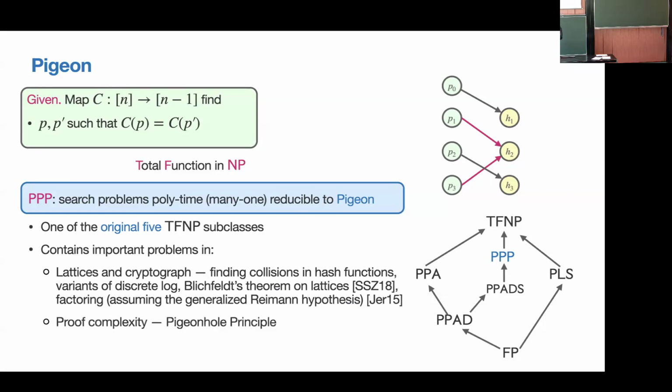It's also important for proof complexity. The Pigeonhole Principle has been one of the most valuable theorems for proving lower bounds. So really understanding the complexity of this class PPP is pretty valuable.